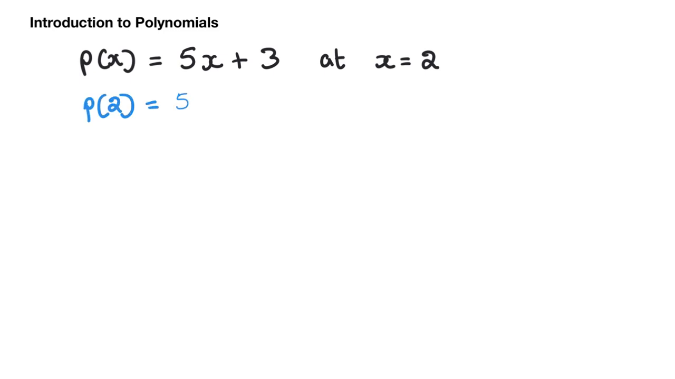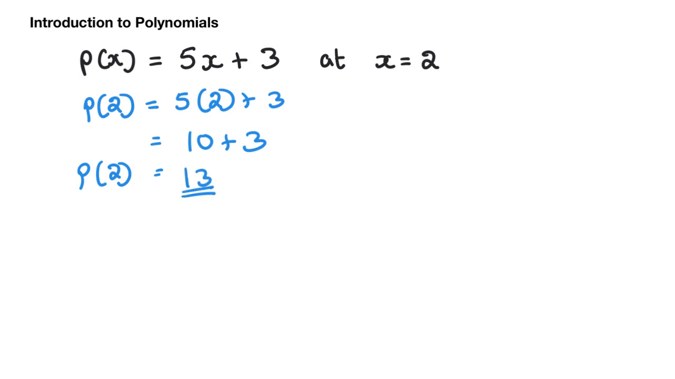So 5 times 2 plus 3. 5 times 2 is 10 plus 3. So the value of the polynomial at x is equal to 2 is 13. Now do you get it? How we find the value of a polynomial at a given value of x.